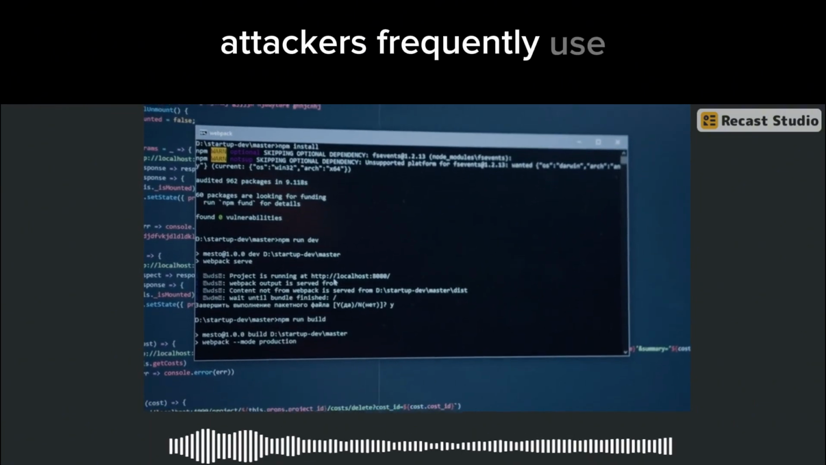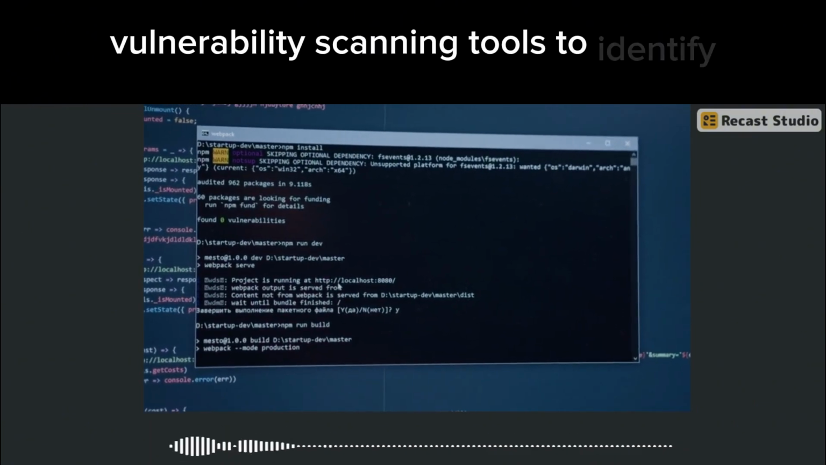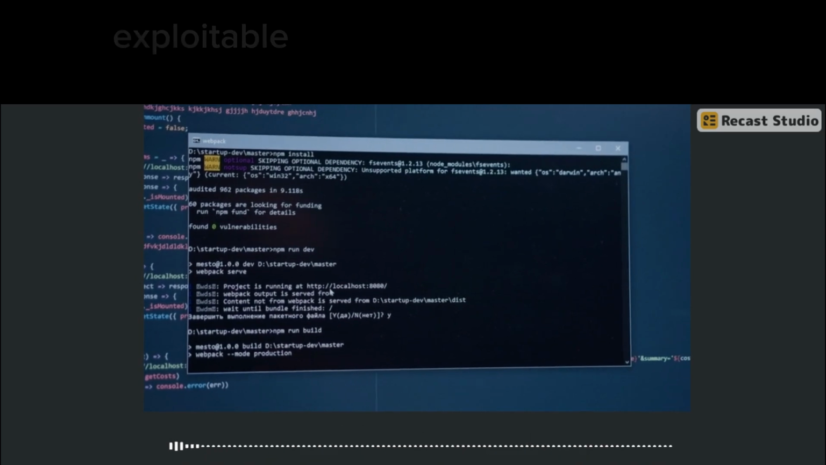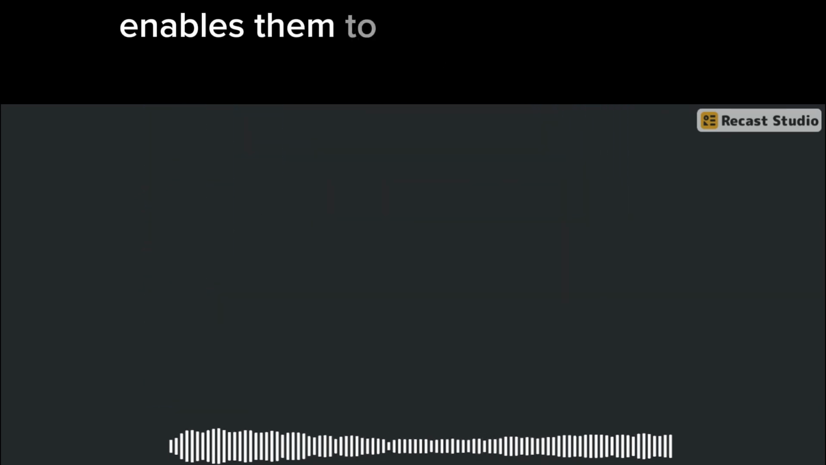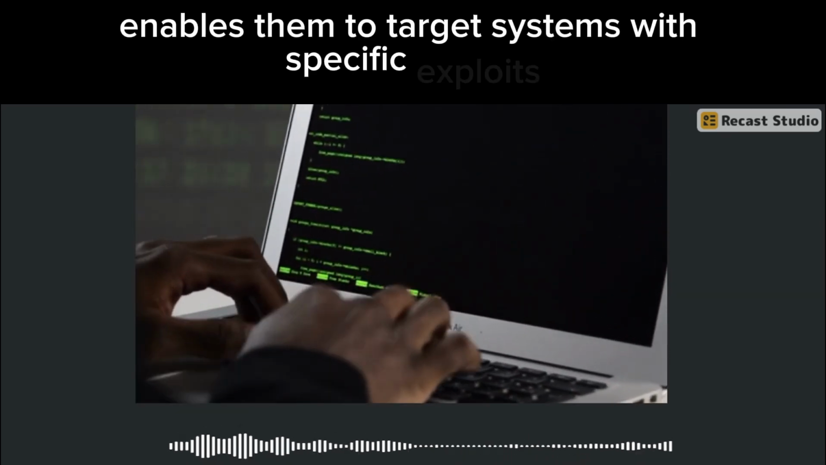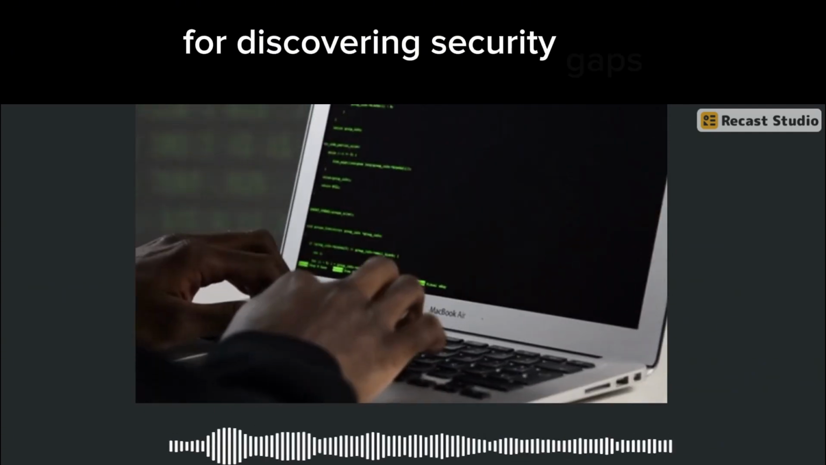Attackers frequently use vulnerability scanning tools to identify low-hanging fruit, exploitable weaknesses that may not have been patched. This enables them to target systems with specific exploits, making it a highly effective tactic for discovering security gaps.